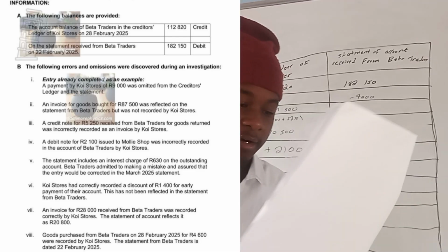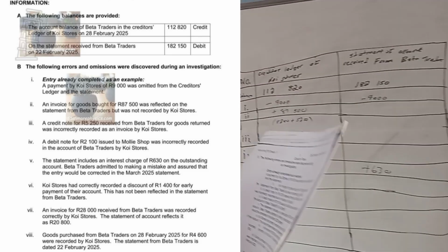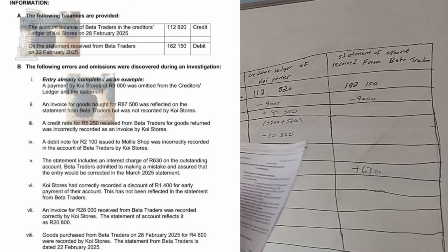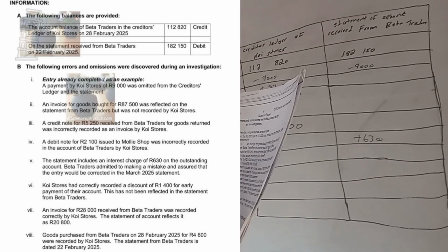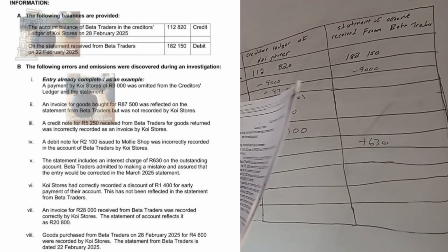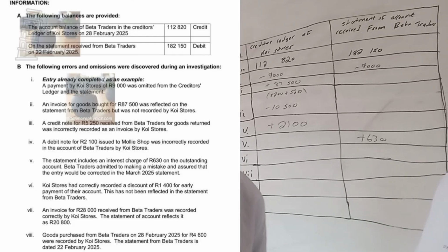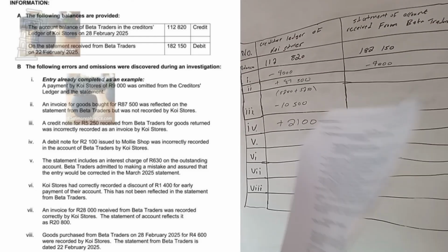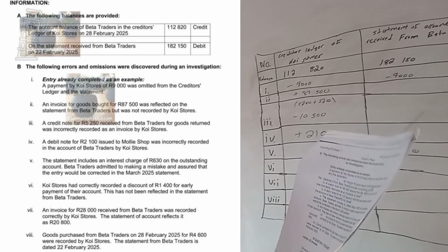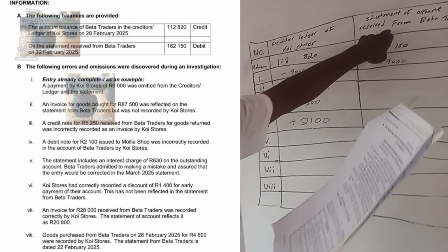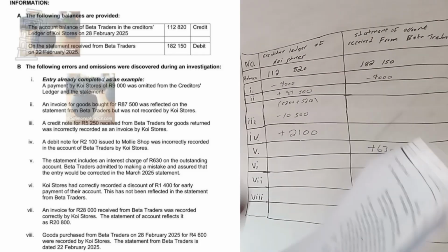Okay, guys, so Roman finger 6 says that Coin Stores had correctly recorded a discount of 1,400 for early payment of their account. This has not been reflected in the statement received from Better Traders. So we paid early, guys. So they gave us a discount of how much? 1,400 for paying early. But here, Better Traders, in the statement, didn't record that they gave us a discount of 1,400.